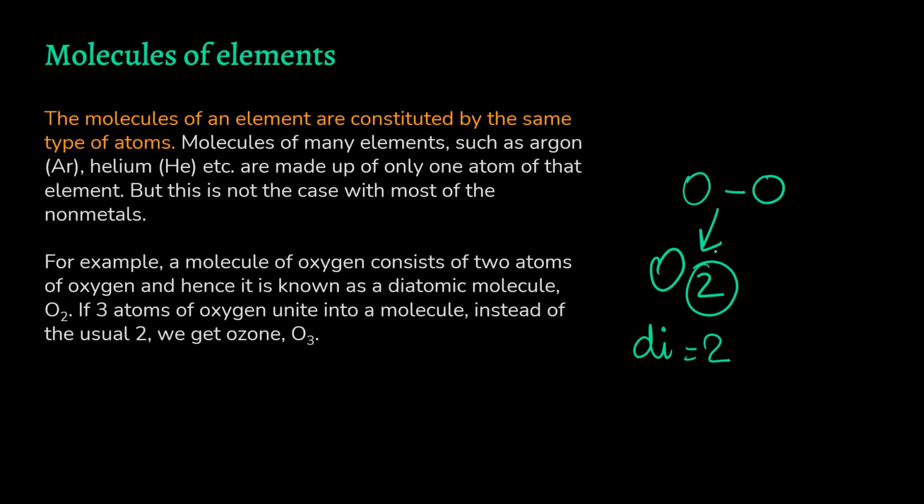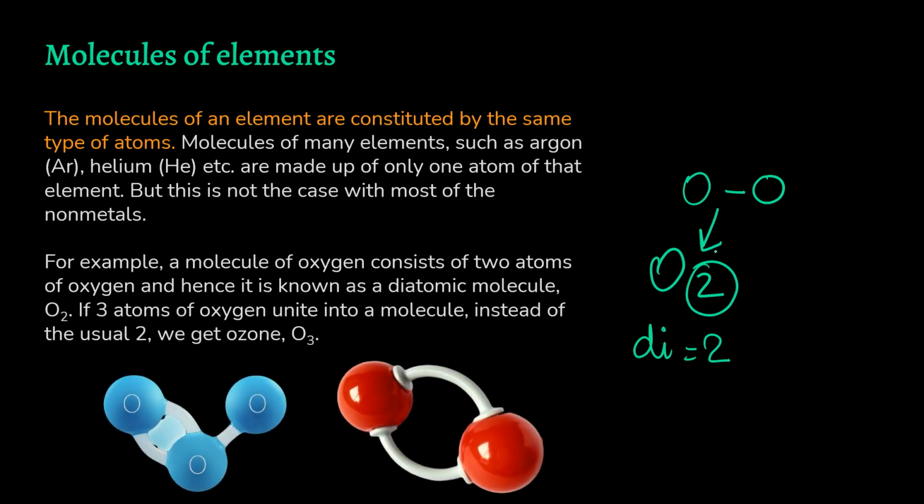If three atoms of oxygen were to come together and unite into a molecule, instead of the usual two, we get a different compound: we get ozone. In this picture, when two atoms of oxygen come together to form a molecule, we get oxygen. But when three atoms of oxygen come together, we do not get the usual oxygen in the air, but a different compound altogether. We get ozone that exists in our atmosphere and protects us from the harmful rays of the sun.